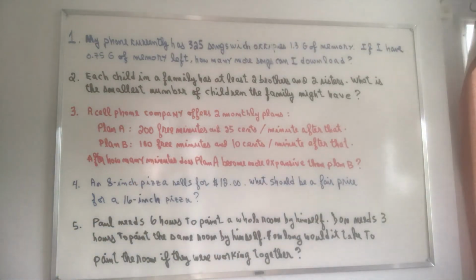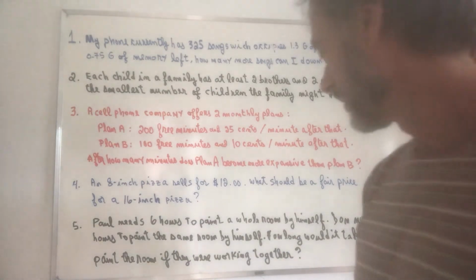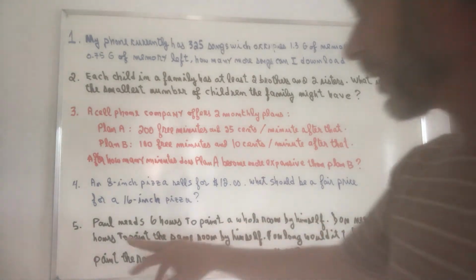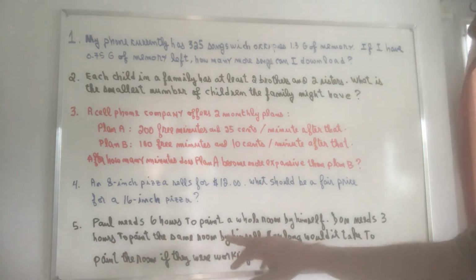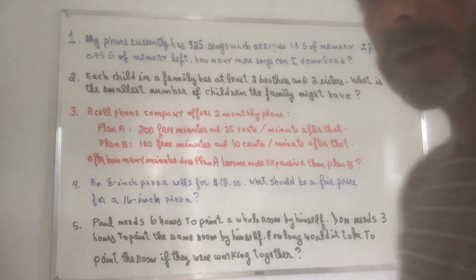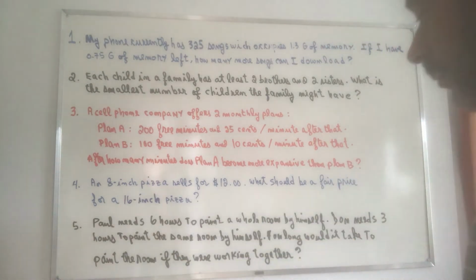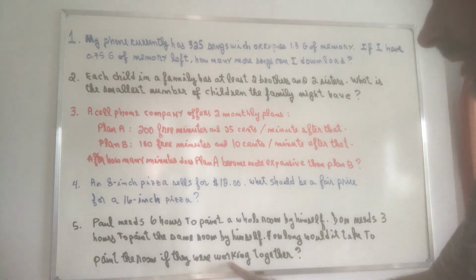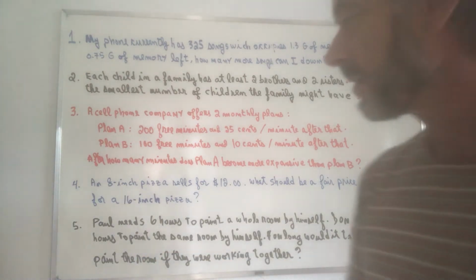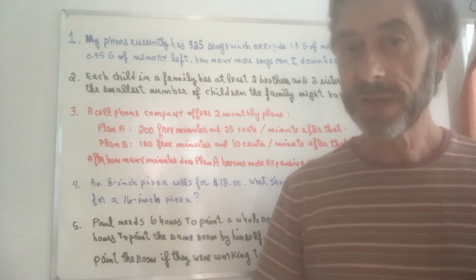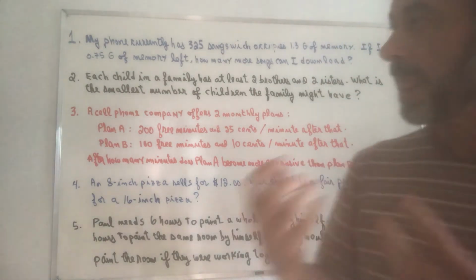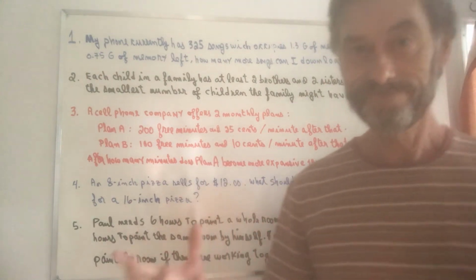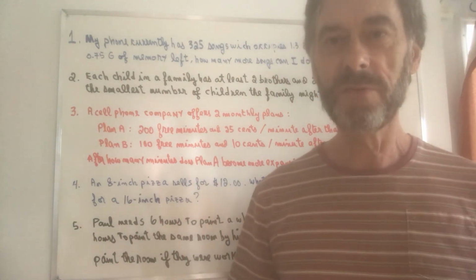Paul apparently needs 6 hours to paint a whole room by himself. Don is quicker. He actually needs only 3 hours to paint the same room by himself. Now imagine that they're working together. How long would it take for them working together to paint the whole same room? Once again, some of these problems are not necessarily intuitive. They can really use variables and equations to solve them.